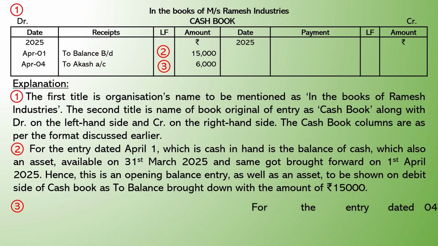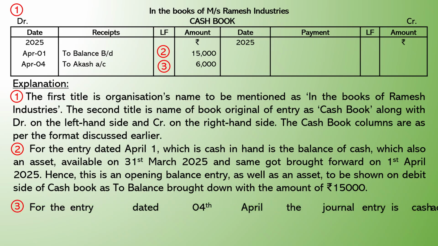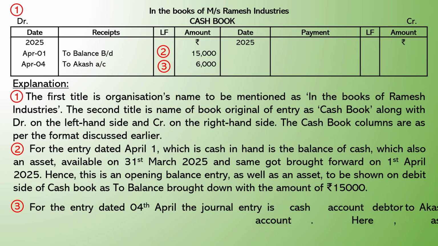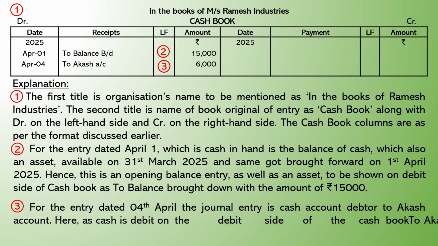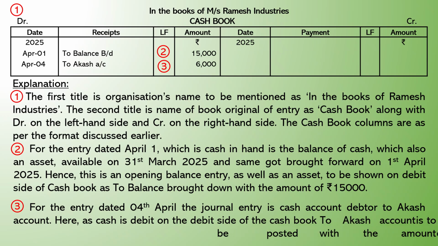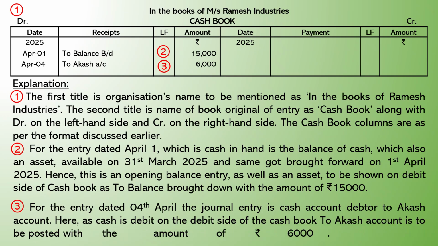3. For the entry dated 4th April, the journal entry is cash account debit to Akash account. Here, as cash is debit, on the debit side of the cash book, to Akash account is to be posted with the amount of 6,000 rupees.